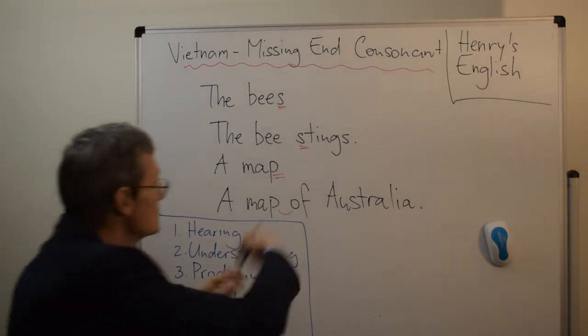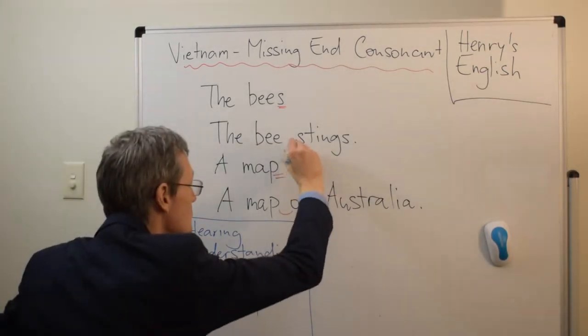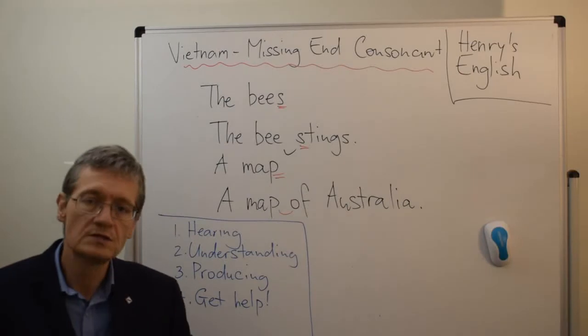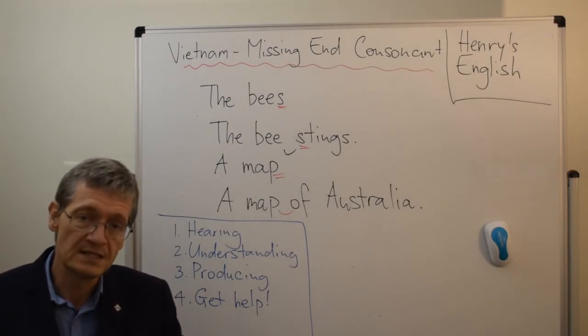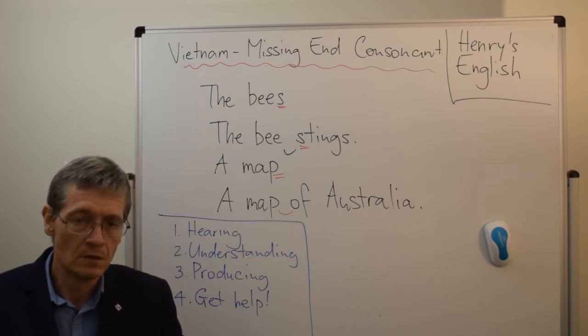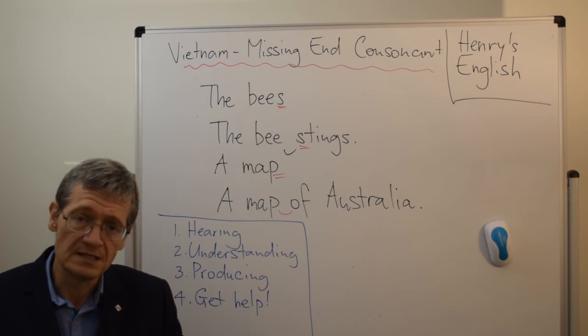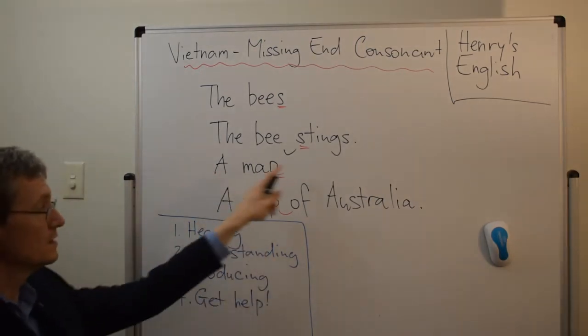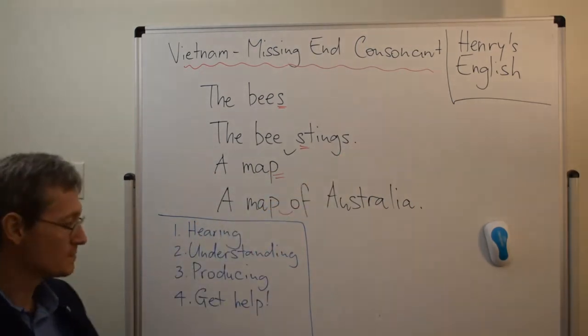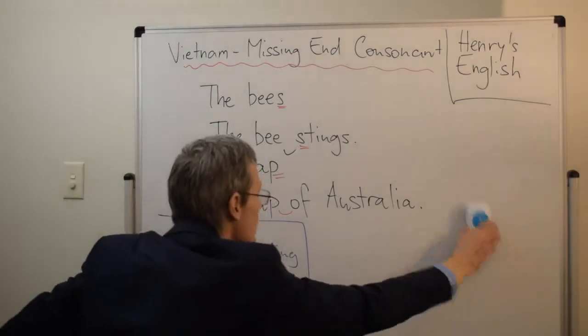So what I did was I told them to join the words. When we say it as an English speaker, we join the words. The bee stings. So with the Vietnamese student, I would practice saying the bee stings, the bee stings, the bee stings. Then I would tell them to remove the S part at the end.